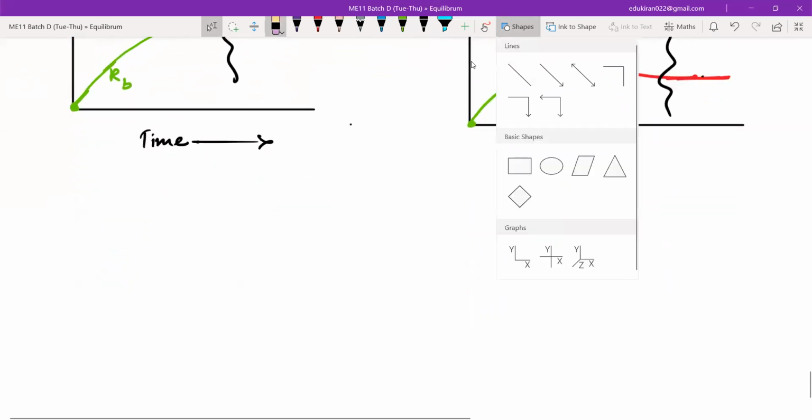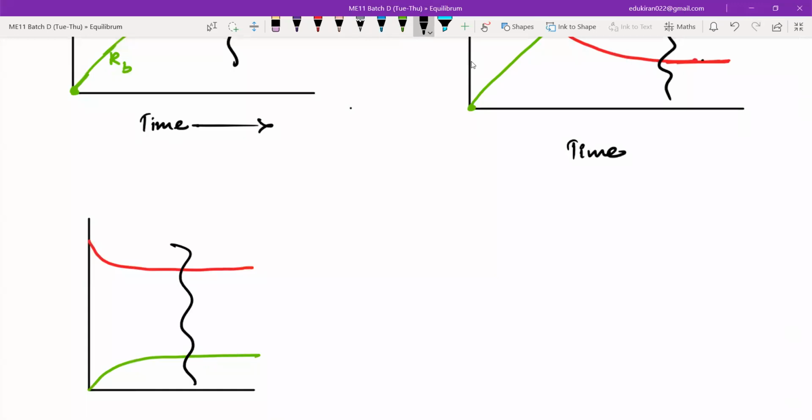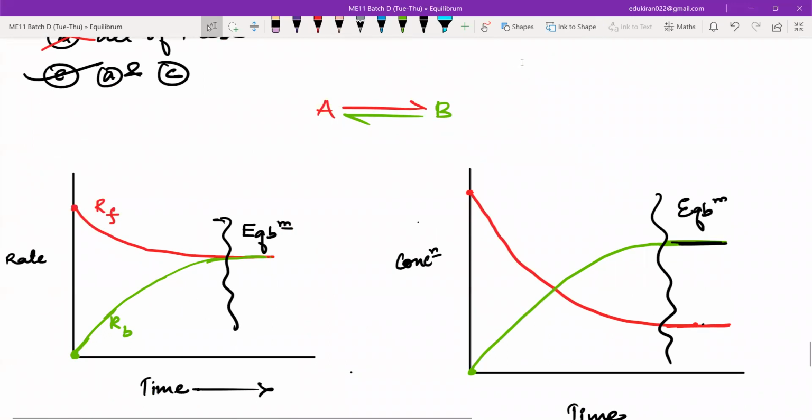But please remember that you can also have different types of graphs representing concentration. A can be represented like this, achieving a constant value, and B can be given like this. This also shows the achievement of equilibrium, because the concentration of A has achieved a value and is not changing, and the concentration of B has also achieved a value and is not changing. All of these things can happen. You just have to see the concentration: it is changing, and after a while it has achieved a constant value. Do you understand these graphs now? Yes or no?